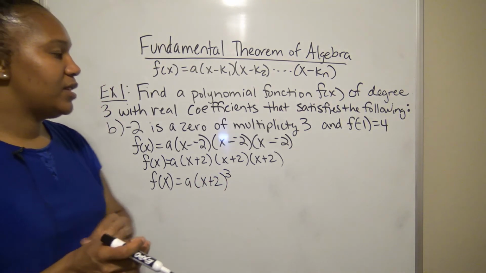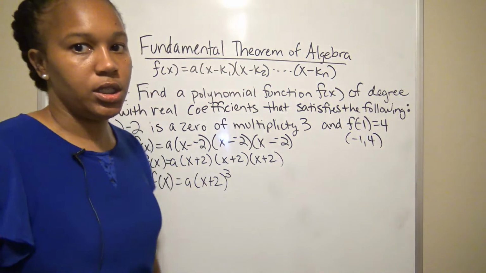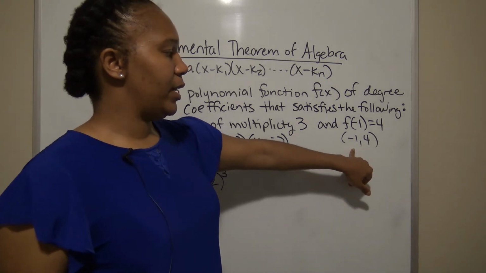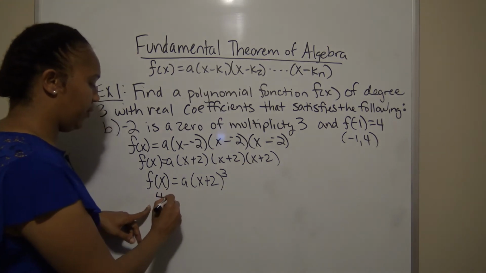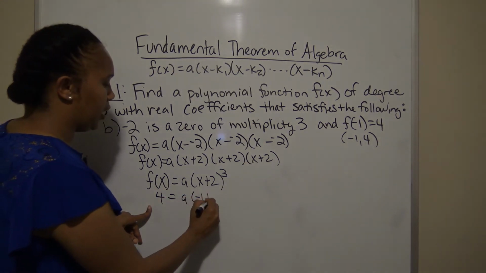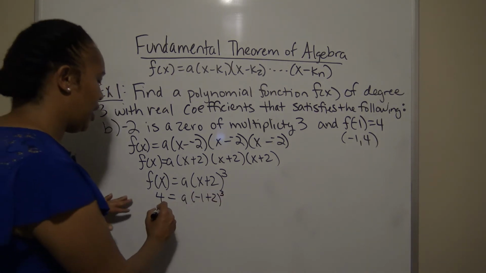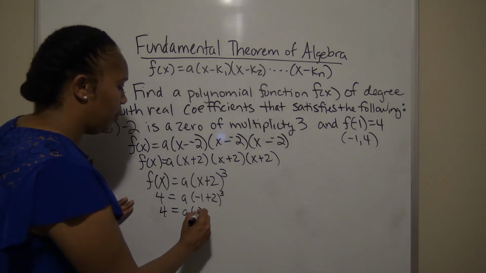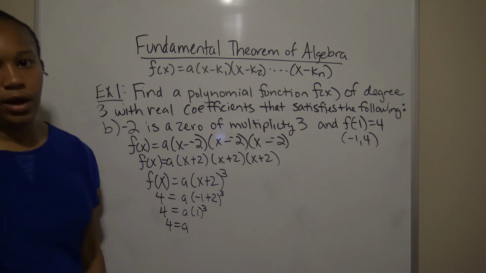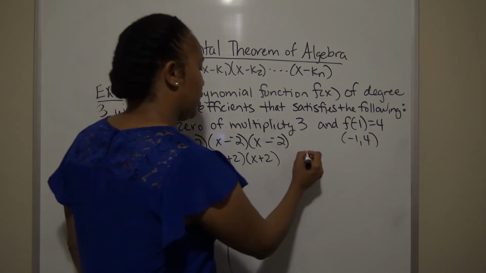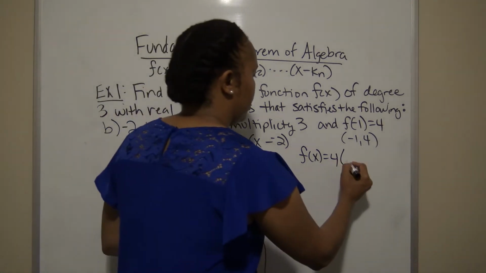So because it gives us this point, this lets us know that (-1, 4) is on the graph of this function. So this lets me know whenever I plug in -1 for x, I'll get out 4 for f of x. So I'll replace f of x with 4. I'll replace x with -1 in order to solve for a. -1 plus 2 is a +1. So that becomes 1 to the third, which is just 1. So you end up getting that 4 is equal to a, or a is equal to 4. And so your function ends up being f of x equal to 4 times x plus 2 to the third.